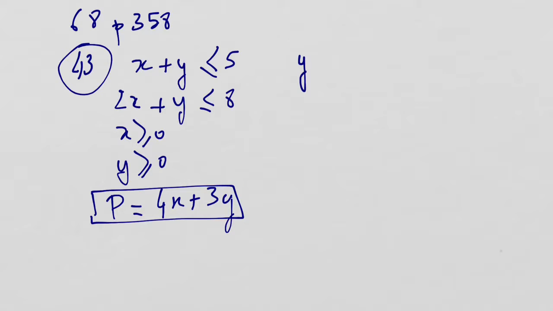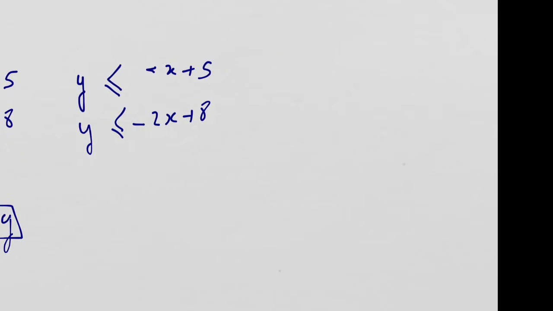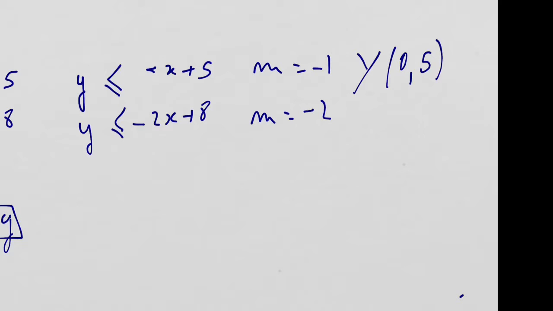First of all, I'm going to have y by itself. I subtract x from both sides. Because I'm subtracting, my symbol doesn't change, and I'm supposed to have y less than or equal to minus x plus 5. For the other one, I'm going to have y less than or equal to minus 2x plus 8. For these two inequalities, the slope m equals negative 1, and the y-intercept is going to be 0, 5 if I substitute the less than or equal by just an equation to be able to draw my line. For the other one, m equals negative 2, from the y-intercept 0, 8.